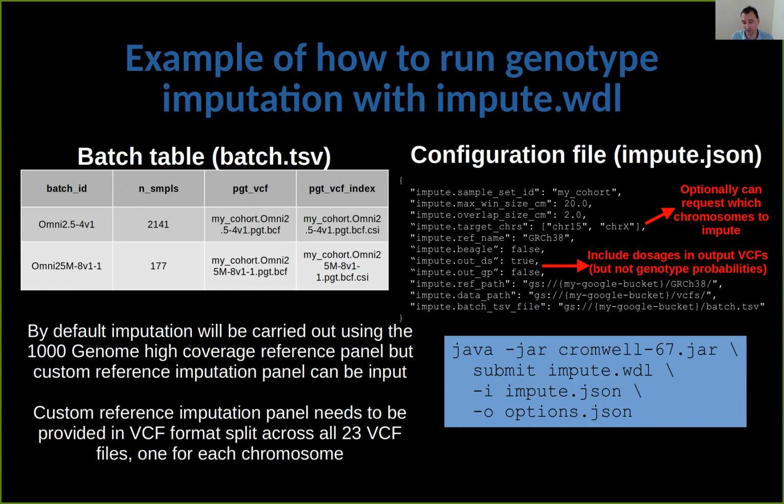The only requirement is that you have access to the reference panel, and that it's structured in VCF format split across the 23 different chromosomes. And again, a simple command like this will submit the job to a running Cromwell server, where we indicate that we're going to run the impute WDL script together with a JSON file with the configuration up here.